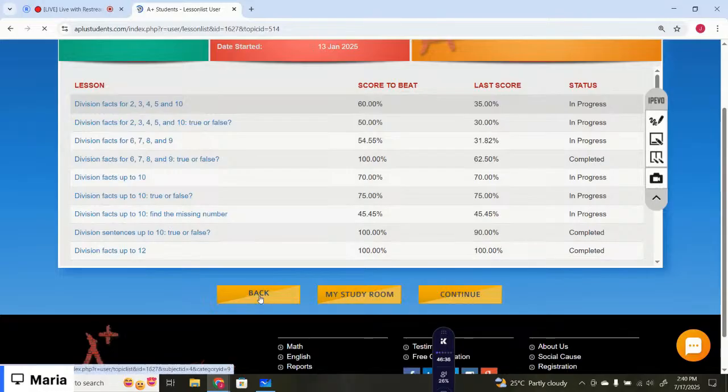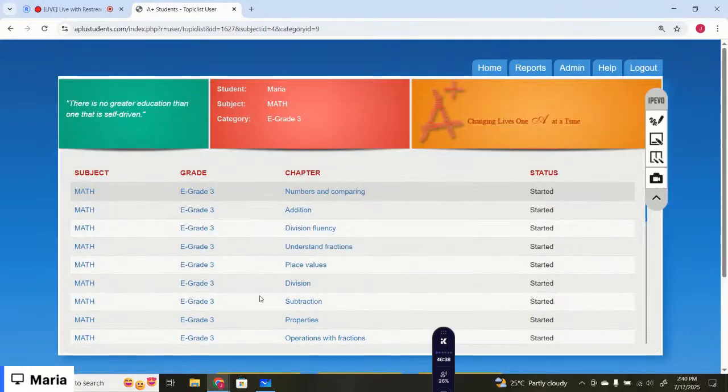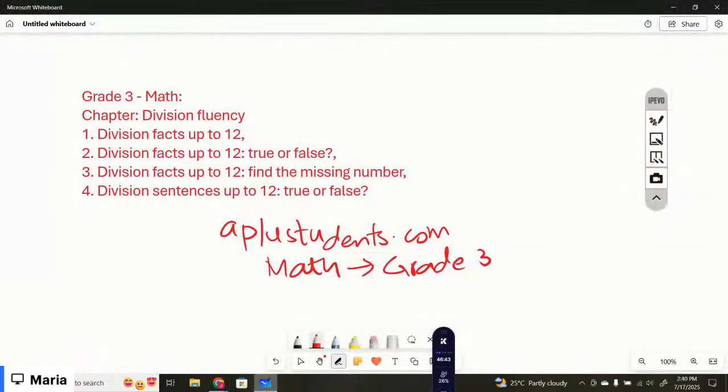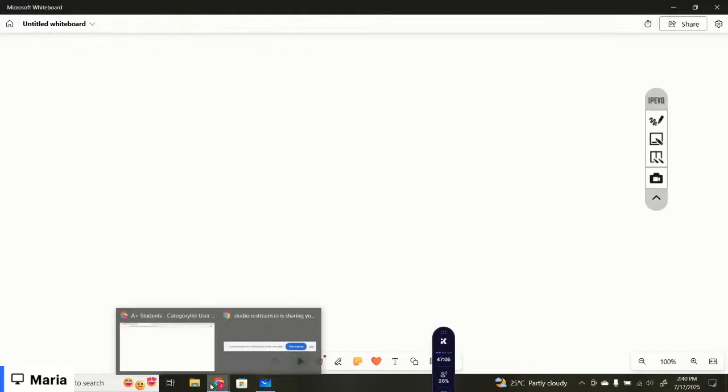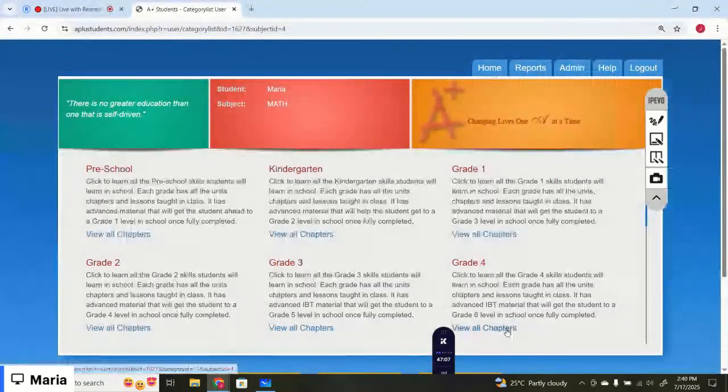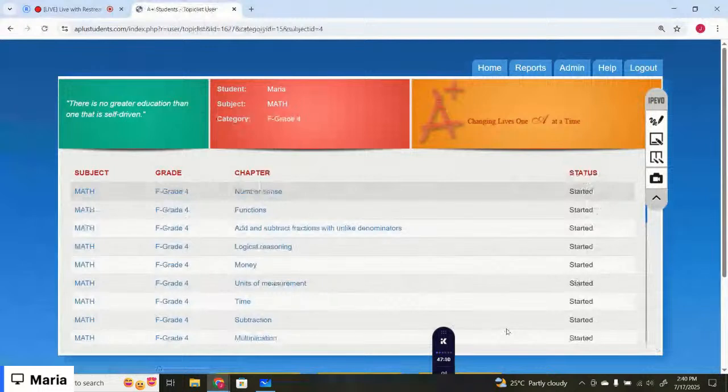So we were working on grade 3 math. The chapter we were working on is division. Lessons we have covered today are division facts up to 12, division facts up to 12 true or false, division facts up to 12 find the missing number, division sentences up to 12 true or false. Please make sure before the next session you complete all the practice questions for the lessons we just did. That is your homework until next session.